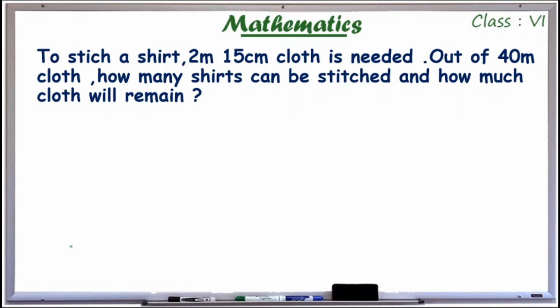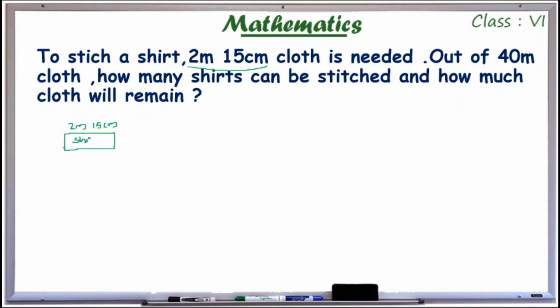To stitch a shirt, 2 meter 50 centimeter cloth is needed. Out of 40 meter cloth, how many shirts can be stitched and how much cloth will remain? So we are going to stitch a shirt. For a shirt we need 2 meter 15 centimeter. You can ask your parents how much cloth you need to stitch a shirt, and for this boy he needs 2 meter 15 centimeter.